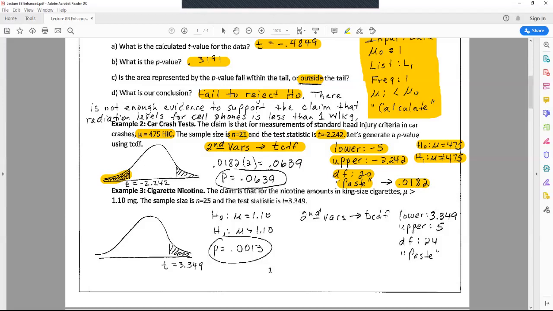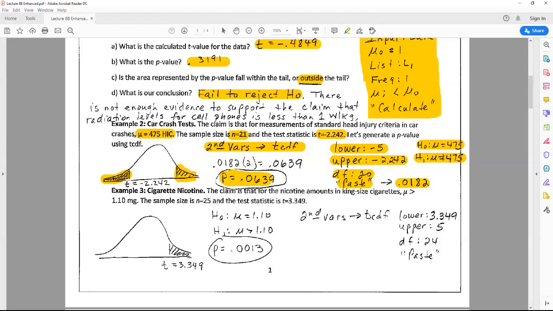Since this is a two-tailed test, however, we have to double it to account for the area in the right tail, which gives us a p-value of 0.0639. So if we were performing a hypothesis test at the 5% alpha level, we would have a p-value that is larger than the alpha level, and we would fail to reject the null.